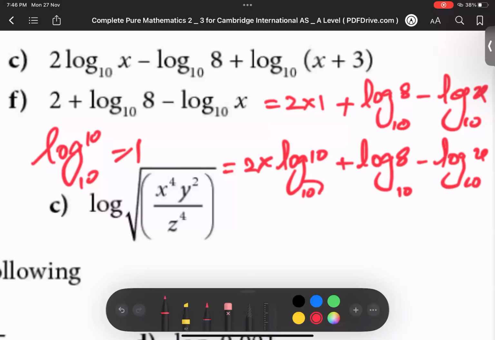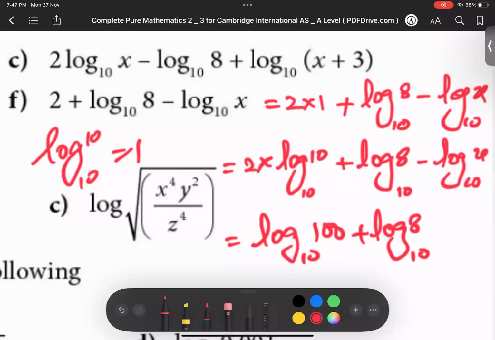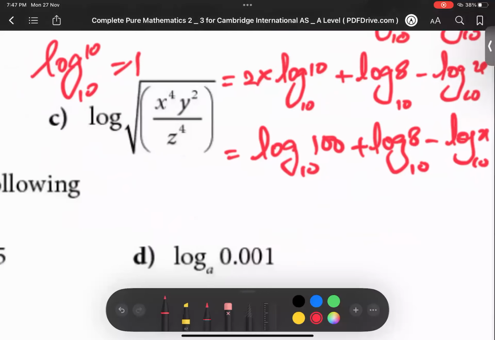Actually, this depends upon the other base. That is why this 2 can go in the power, property number 2. So it becomes log of 10, and when the 2 goes in the power, 10 squared has become 100. I believe up till here you're understanding. And log of x base 10. Now have a look here.